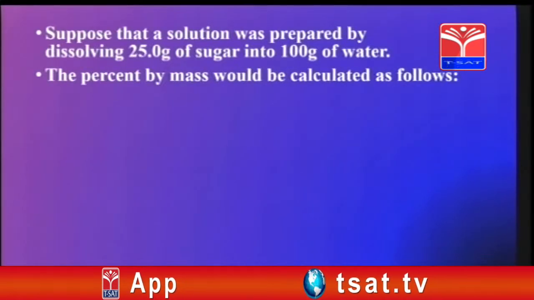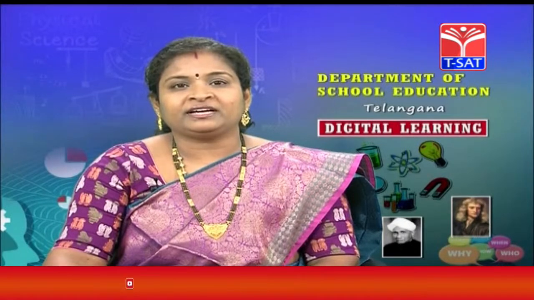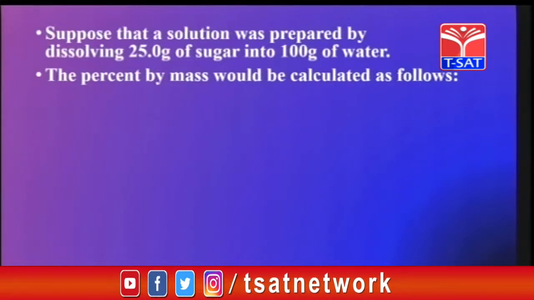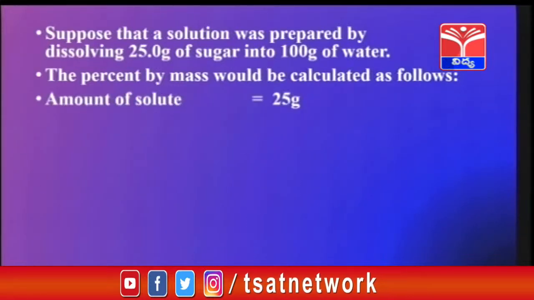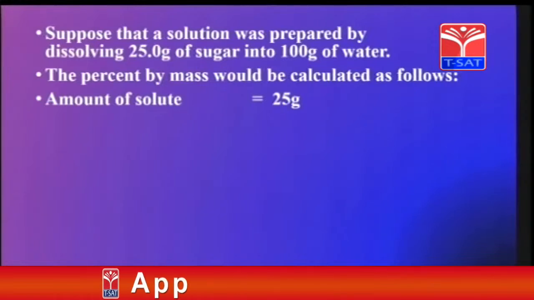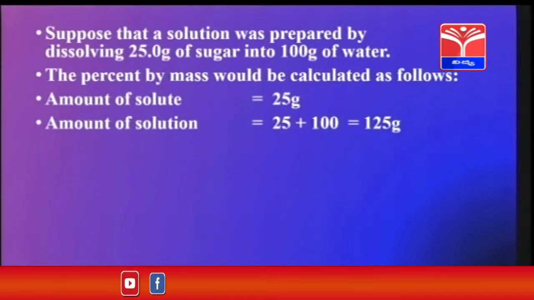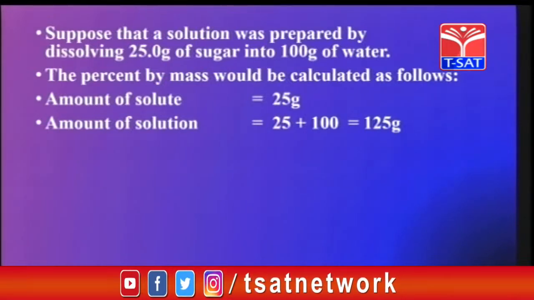Let us do one example, children. If you make a sugar solution by adding 25 grams of sugar to 100 grams of water, then how will you find the percent by mass, with the help of the formula? Now, how much is the amount of solute present in the solution? We have taken 25 grams of sugar and 100 grams of solvent. So what is the total amount of solution? 25 plus 100, that is 125 grams.